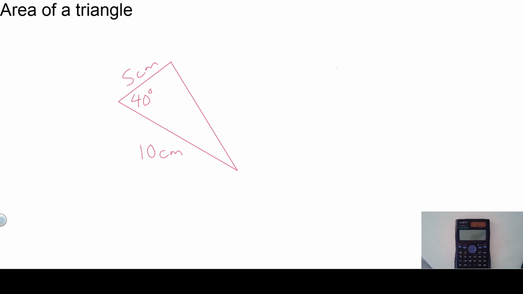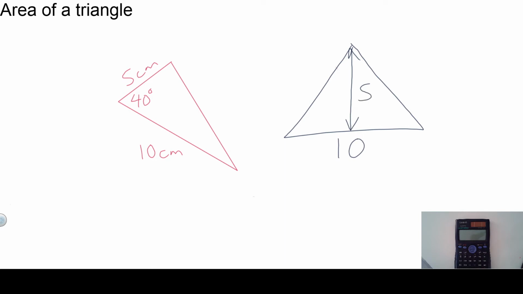Right, in this video, I'm going to show you how to work out the area of a triangle where there is an angle involved. Normally, when you want to work out the area of a triangle, let's suppose you've got a triangle here. The base is 10, and let's say the vertical height happens to be 5. So normally, to work out the area of that triangle, you do half times base times height.